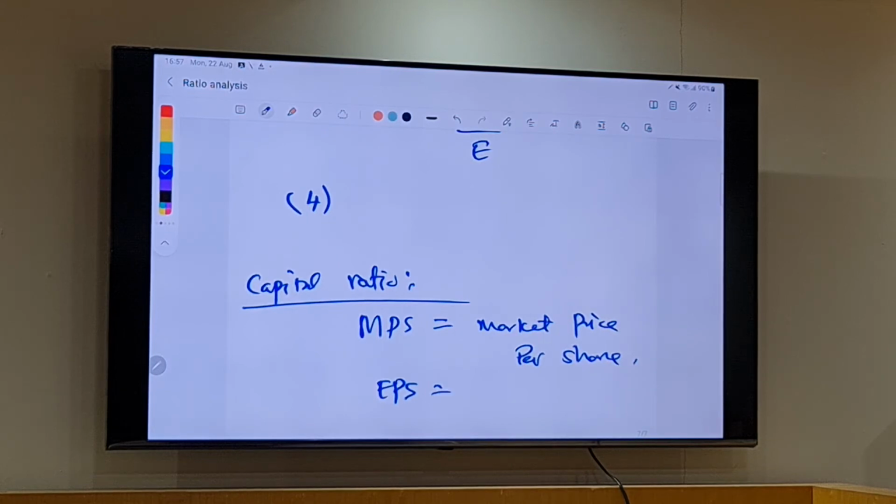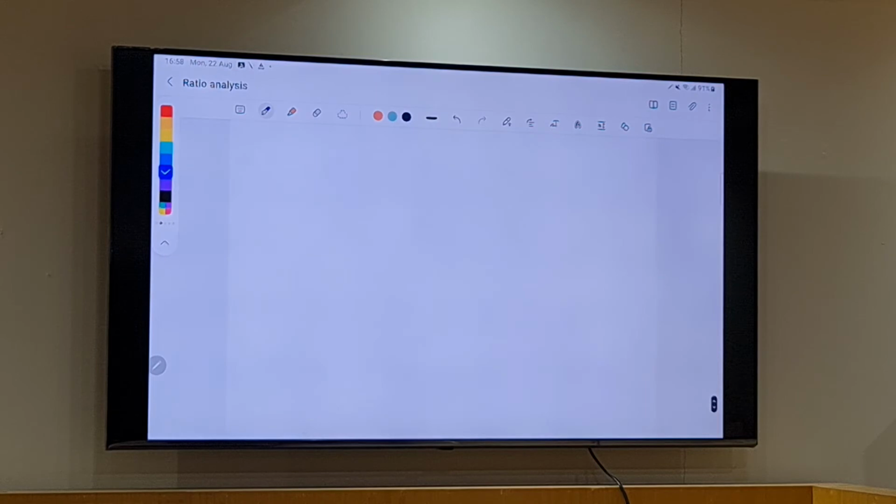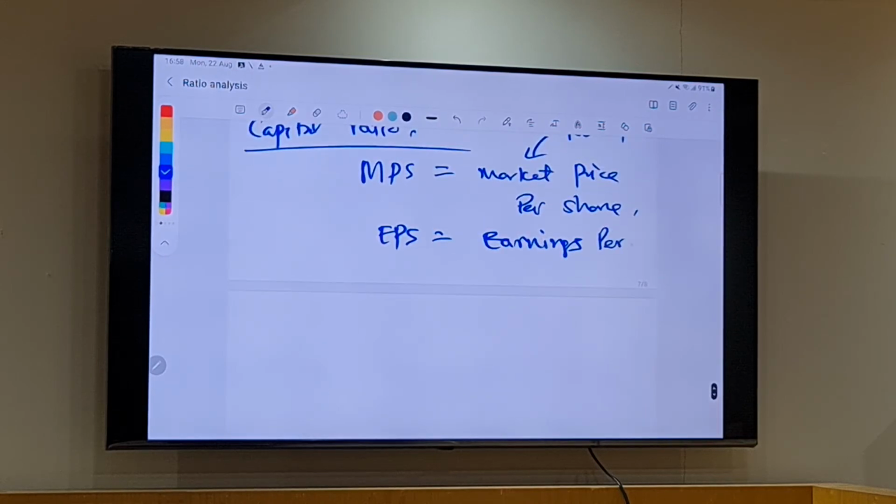Number 2, EPS, earnings per share. Is there an equation for this? There is no equation for this. From where do you get it? From the website or from the stock exchange. But earnings per share is profit divided by the number of shares. This profit actually means profit after tax.